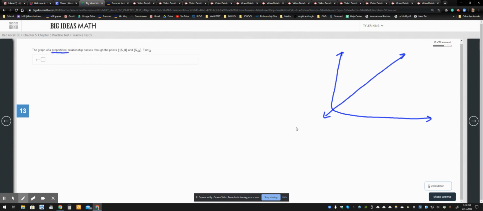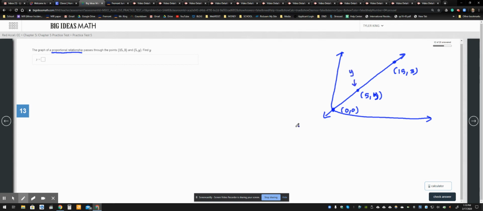We know it's a proportional relationship. We know it then has to be a straight line. We know it has to go through the origin at (0, 0). We also know that it goes through the point (5, y), and it goes through the point (15, 3). Okay. So as we're looking at this, we have some unknown value for y here.